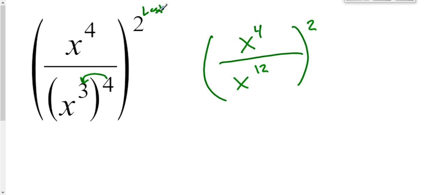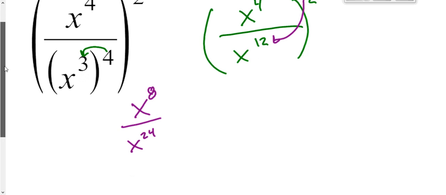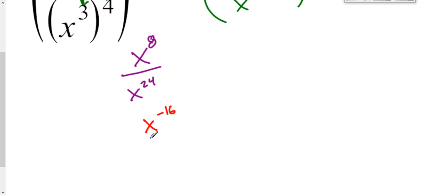Here, I guess I have a choice. This doesn't have to go last. I could then use the power rule to bring the 2 on in here. So we're going to kind of have these problems set up dueling, and you'll see that it's the same answer in the end. So if I distribute the 2, I get x to the 8th over x to the 24th. I use the quotient rule, meaning I take the 8, subtract 24, and I get negative 16, x to the negative 16. So my answer is 1 over x to the 16.